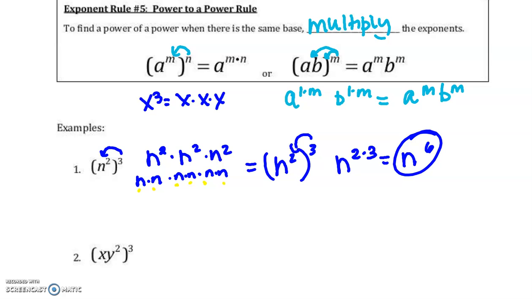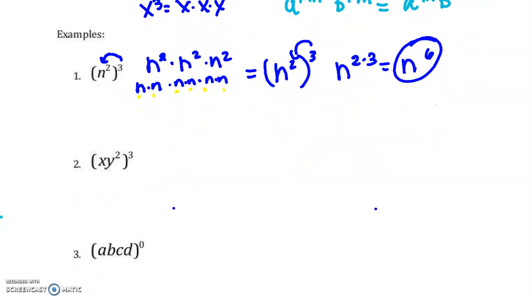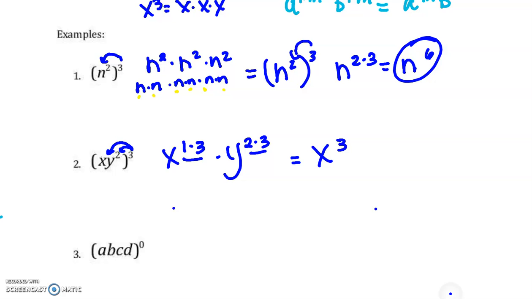Let's try the next one. I'm going to cube everything in these parentheses. I have x to what power? Well, this is x to the 1, and we're going to multiply that times 3, times y to the 2 times 3. 1 times 3 is 3, x cubed, and 2 times 3 is 6. So y to the 6th, and this is our answer.